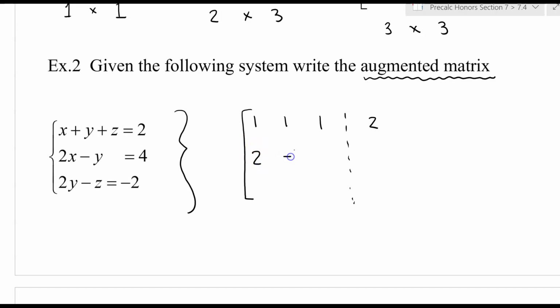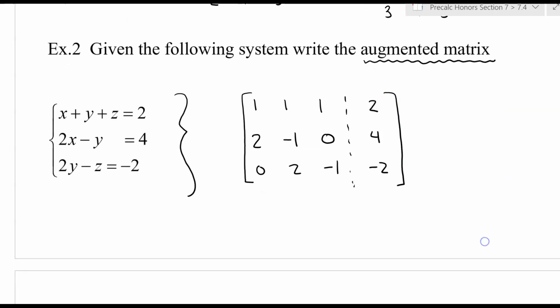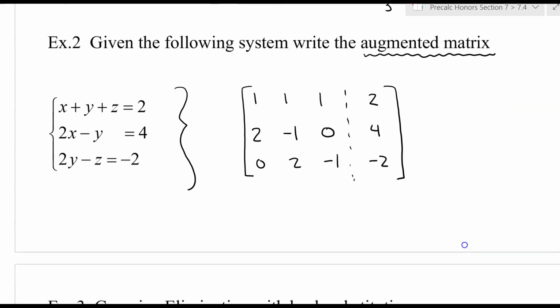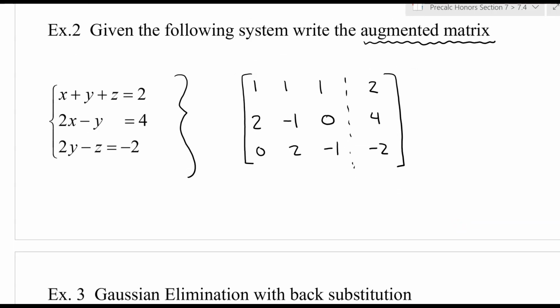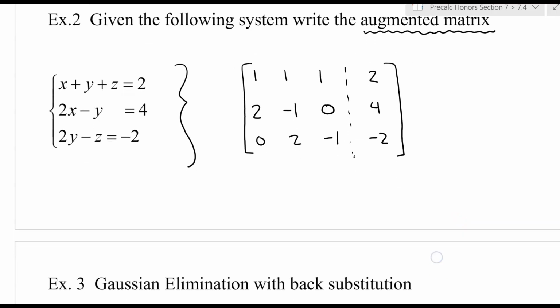Then we'll go ahead with the other 2 rows. We have 2, negative 1, there's no z term here, so we'll put in a 0, and 4. In our third equation there's no x, so we'll put a 0, and a 2, and a negative 1, and it equals negative 2. We've been working with these already, particularly when we were doing partial fraction decomposition. We could go ahead and solve this if we wanted to. We would probably use reduced row echelon form, which we'll talk about a little bit more in this video.